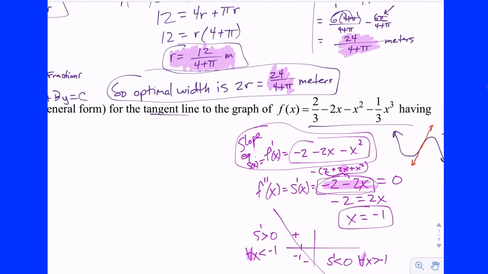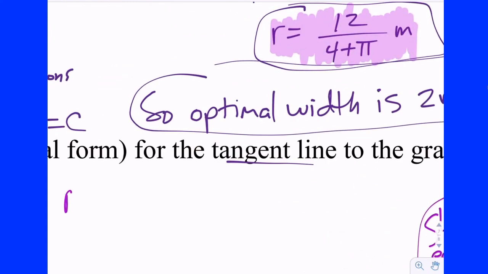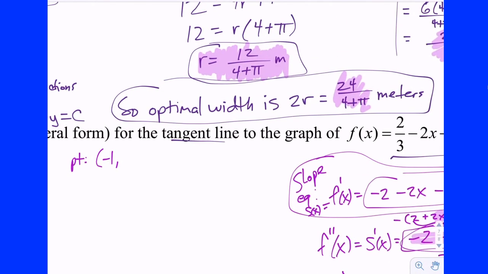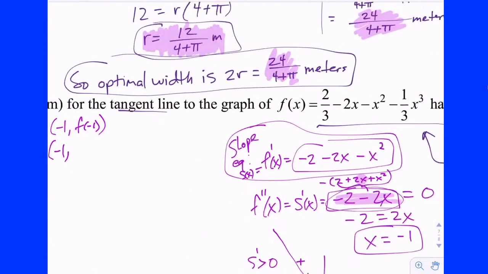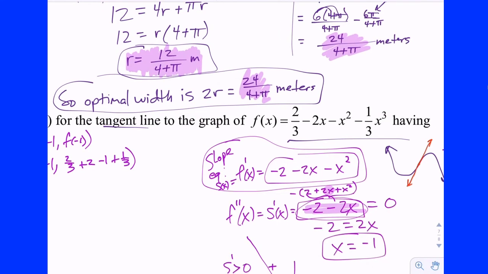Slope and a point. I don't have either, but I have half of the point. So let's go ahead and find the point first. The point is going to be negative 1, comma, and how do I find the y value? Do I plug it into f, f prime, or f double prime? F, good. So I'll say f of negative 1, just to show my method. And help me out here. I get 2/3 plus 2 minus 1 plus 1/3 when I plug it back into the function.